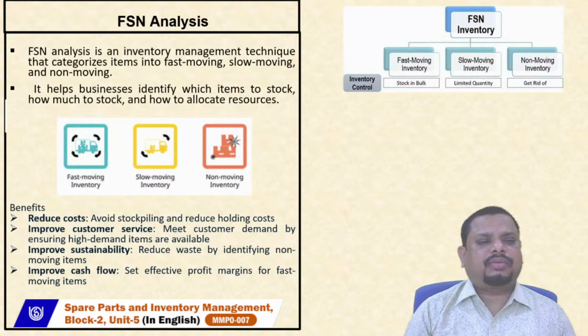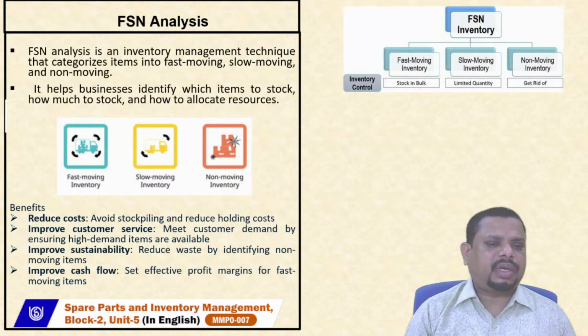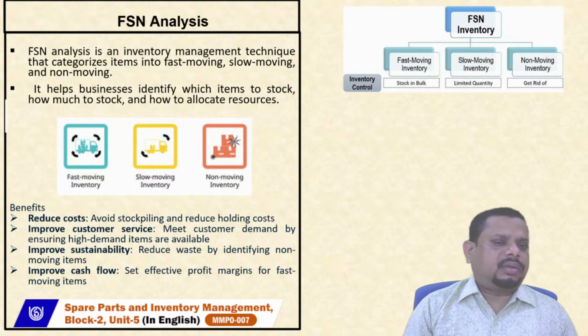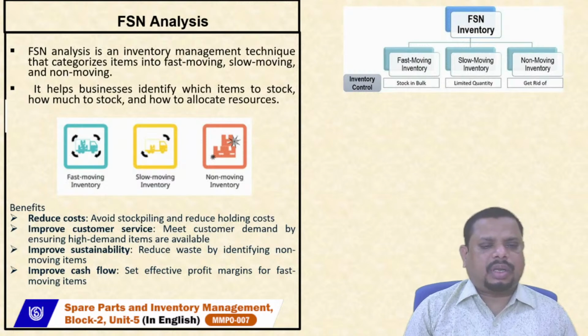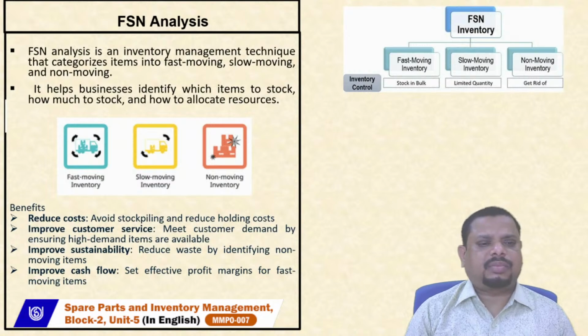The first one is known as FSN analysis. F stands for fast moving inventories, S stands for slow moving inventories, and N stands for non-moving inventories. Why is this FSN analysis the most important part of your spare parts inventory management? Because it helps the business to identify which items to stock, how much to stock, and how to allocate resources when needed for maintenance related work.